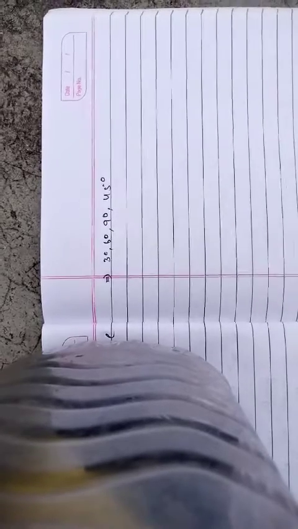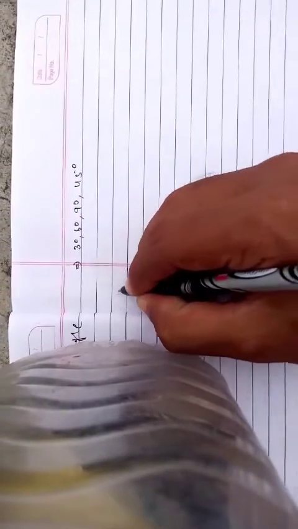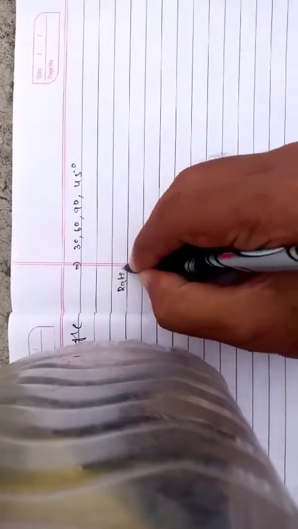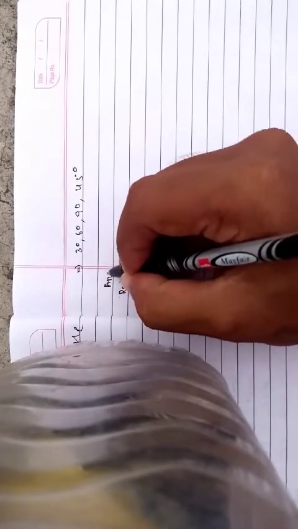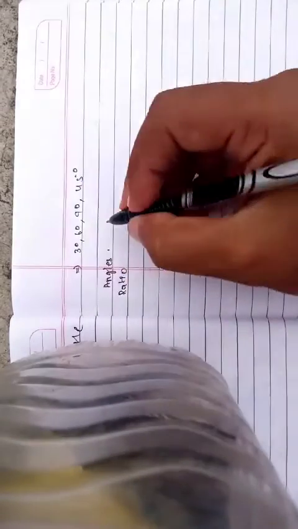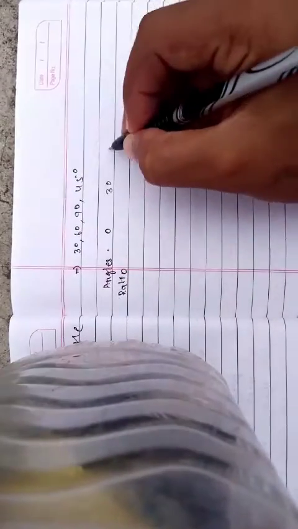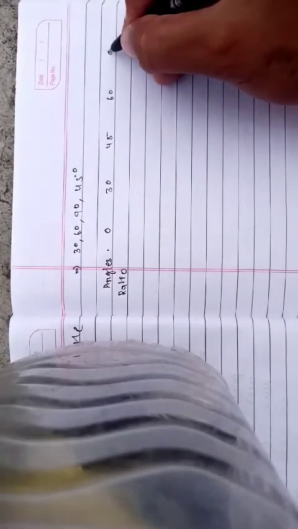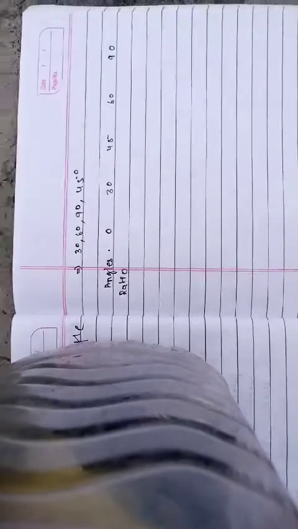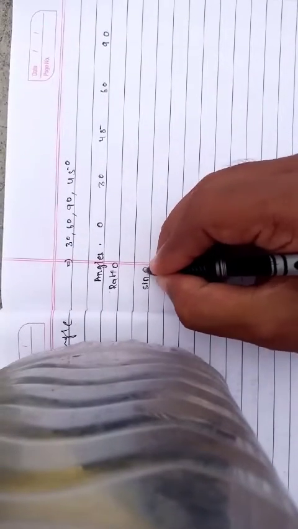Okay, so we draw the table. In the table, we first write the ratio, then we write the angles. So the angles we have are 0, 30, 45, 60 and 90 degrees.